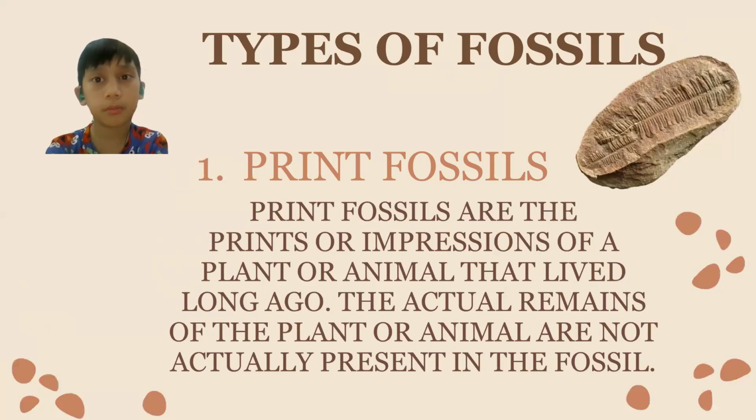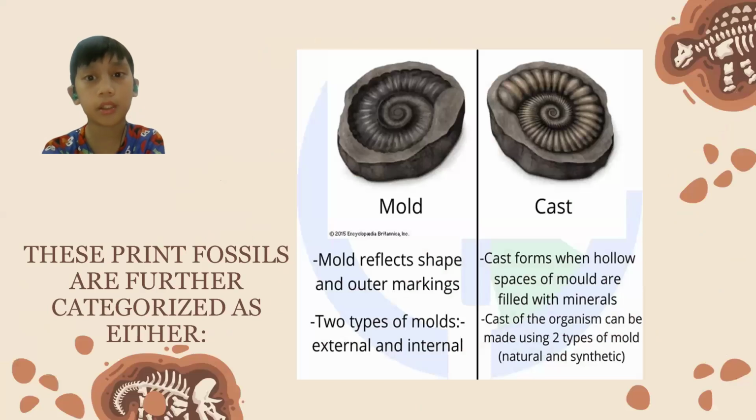First is print fossils. Print fossils are the prints or impressions of a plant or animal that lived long ago. The actual remains of the plant or animal are not present in the fossil. Only an impression of the remains has been left in the rock. These print fossils are further categorized as either one, mold fossils, or two, cast fossils. Take a look at this picture. This is an image of a mold fossil.